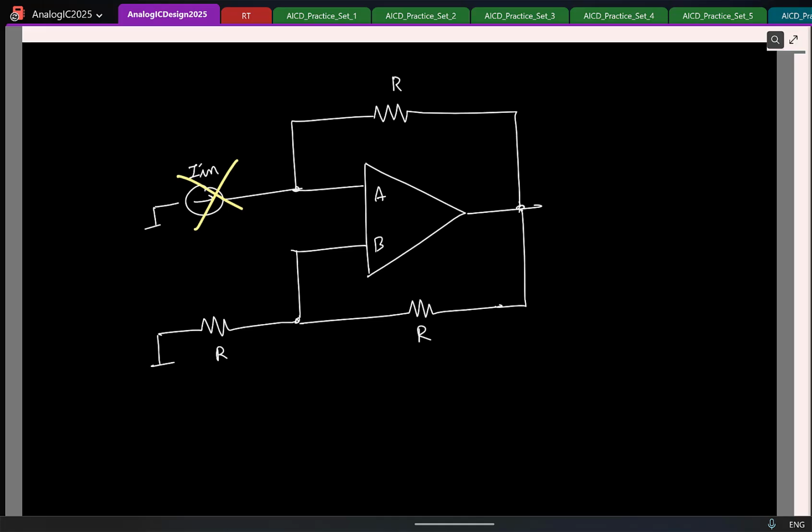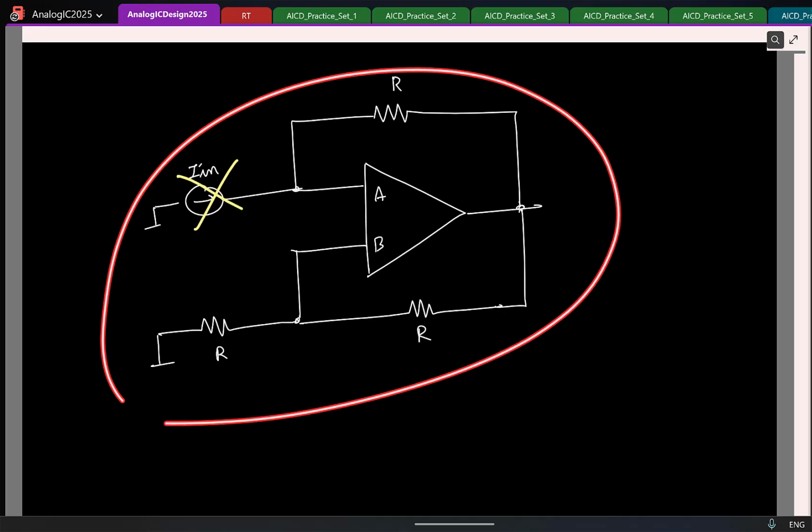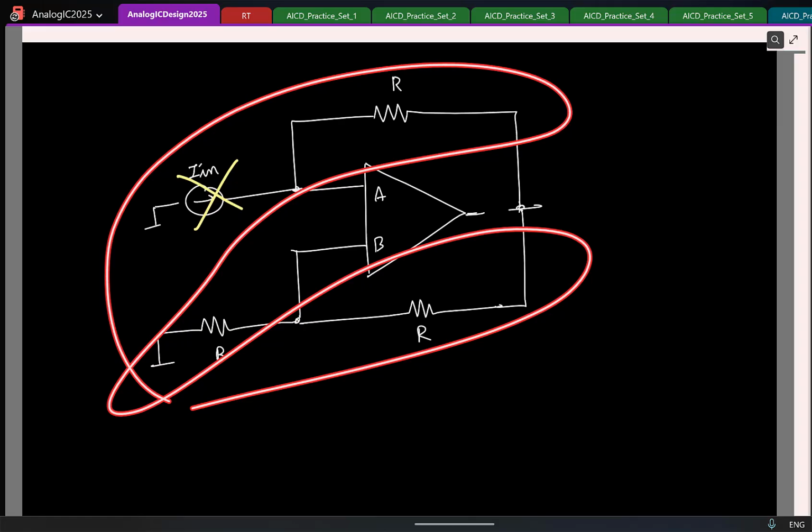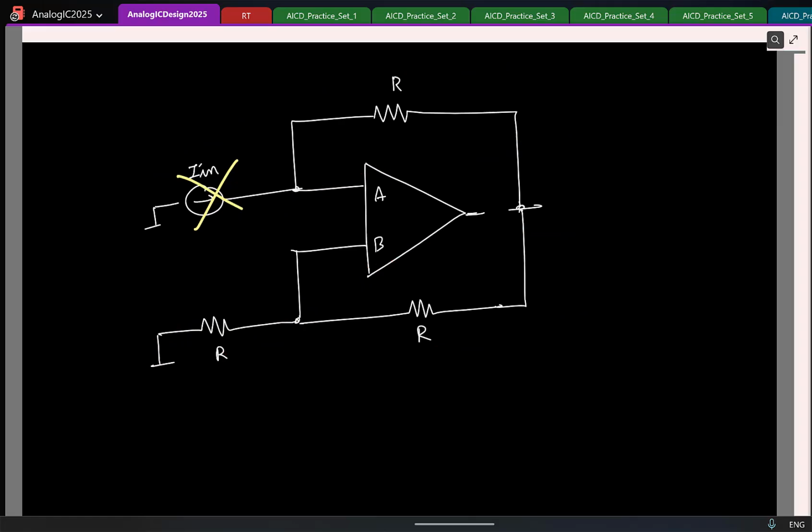So once again, now I have to break the loop somewhere, right? So where do you think I can break the loop so that both the loops are broken? I'll basically break it at the output, right? If I break at the output, at least both the loops are broken, so I can see which is basically stronger. So now let us say there is a change here.